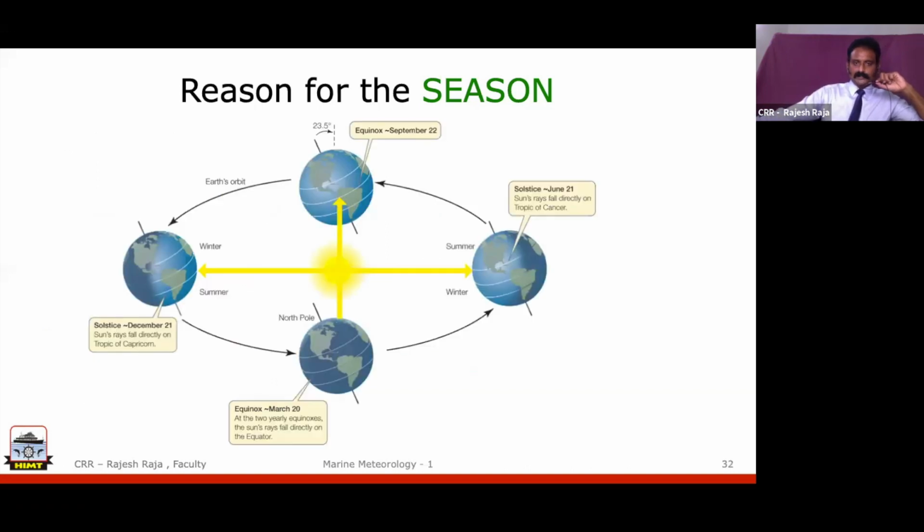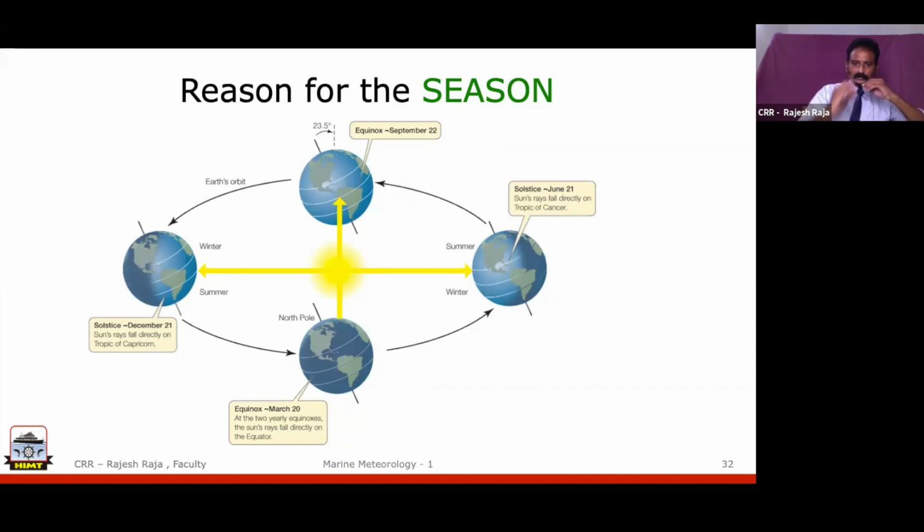This picture you would have seen many times during the course of coming to sea and before sea also. I'm sure it is there in 9th class and 10th class. Why I got this is, again, it answers two of my last topics of today's session: why poles are colder and why mountains are colder. So for that, I need to just quickly talk about this.